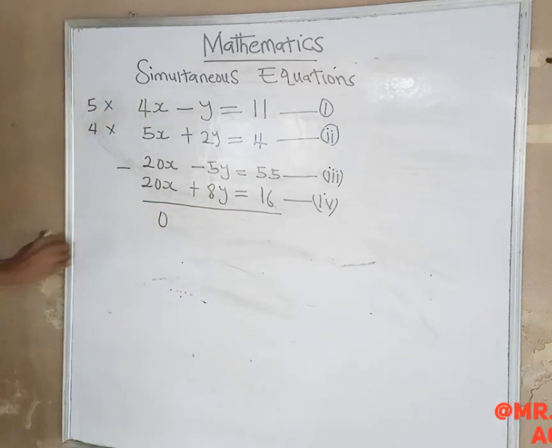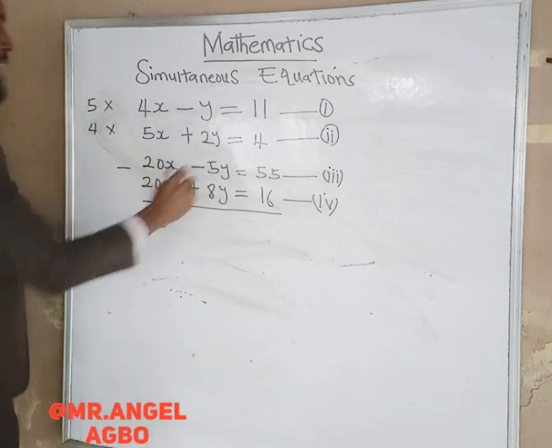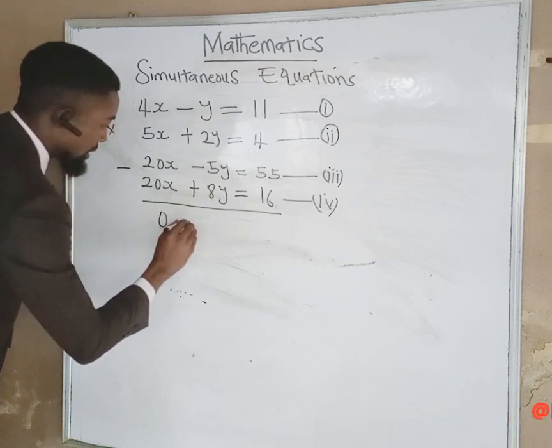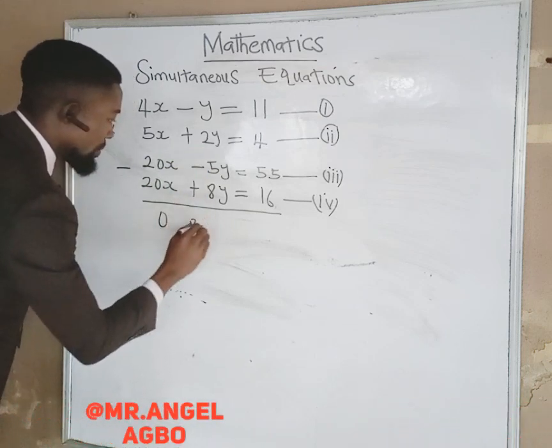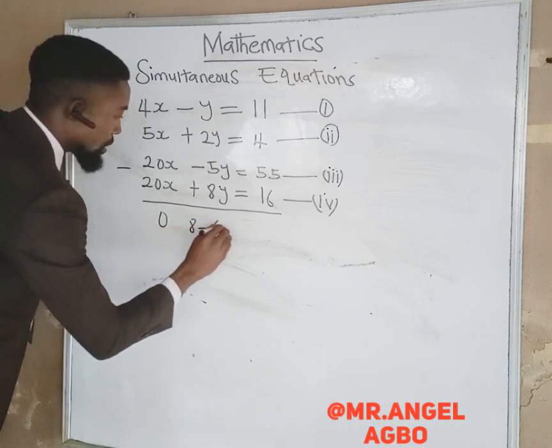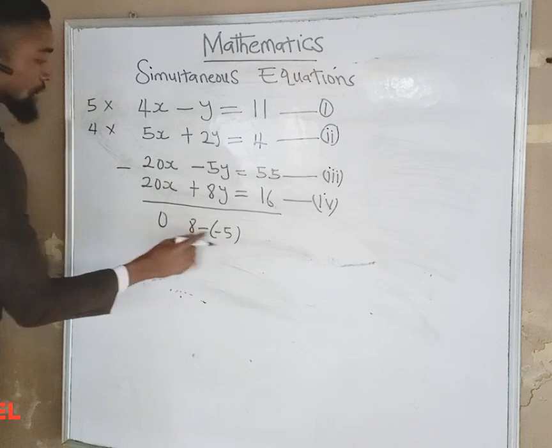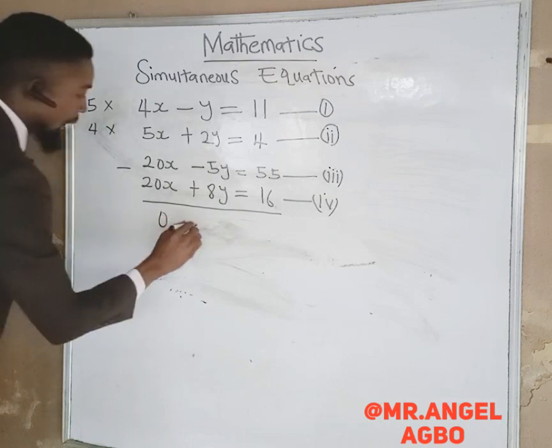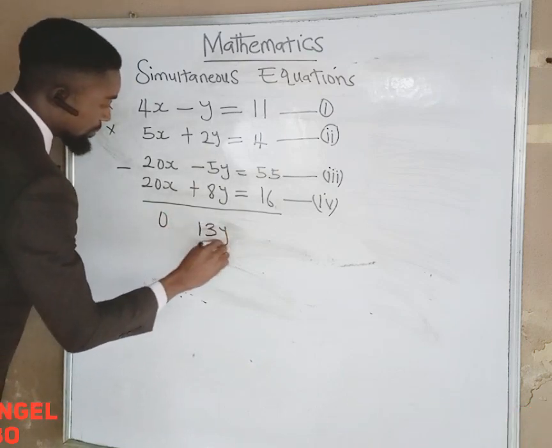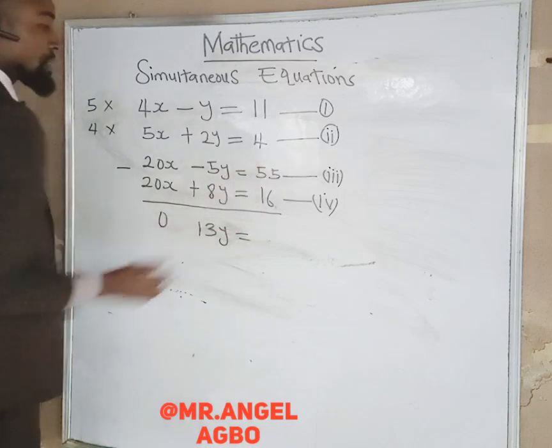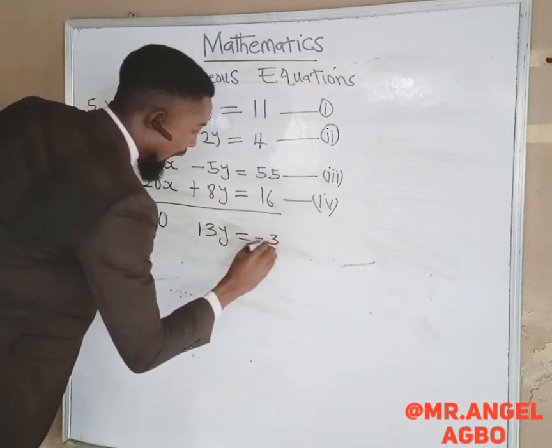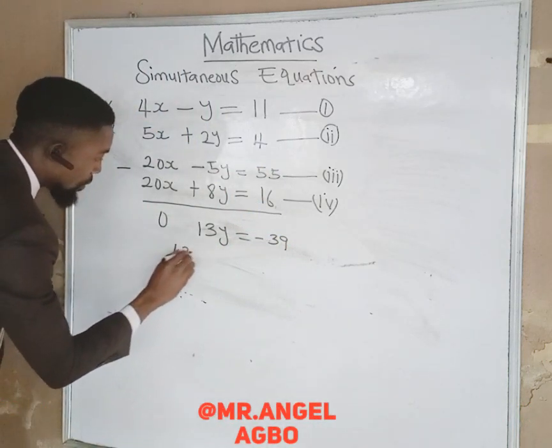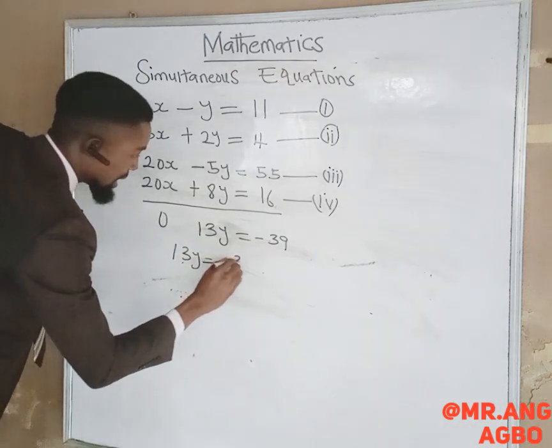We have 0 here. 8 minus 5 will give us 13. Yes, 13y. It's like this: 8 minus minus 5. You know, minus times minus is plus. So it's going to give us plus 13y. So we have plus 13y. 16 minus 55 will give us minus 39. So we divide both sides. We have 13y equals minus 39.